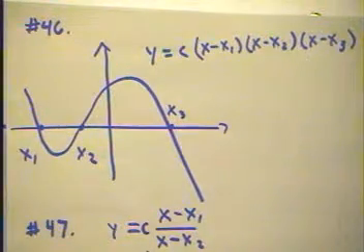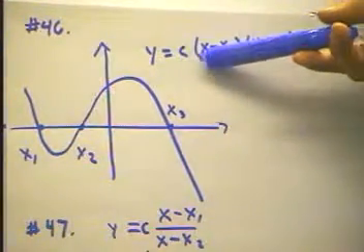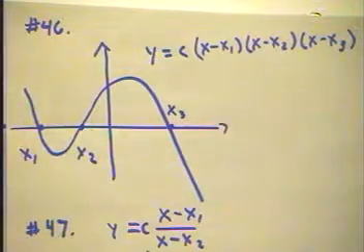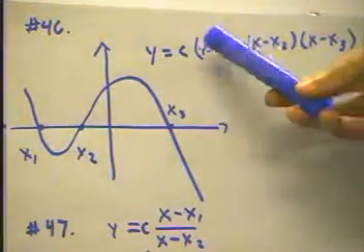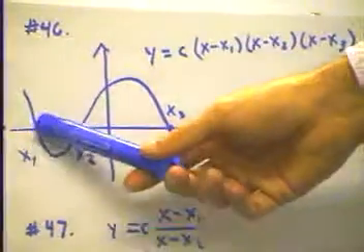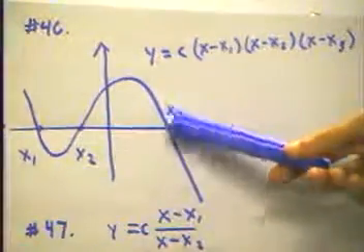but just to remind you and show you what generally is going on, let's look at a graph of y equals some constant c times x minus x1 times x minus x2 times x minus x3. It should be very clear that if x equals x1, we're going to get 0. So at x1 we're going to have a 0 of the function. Similarly at x2 and x3.